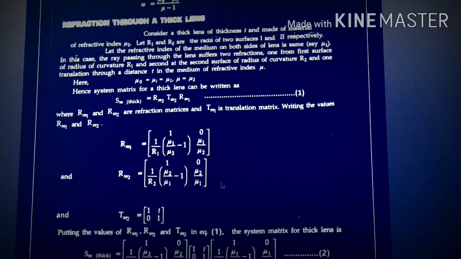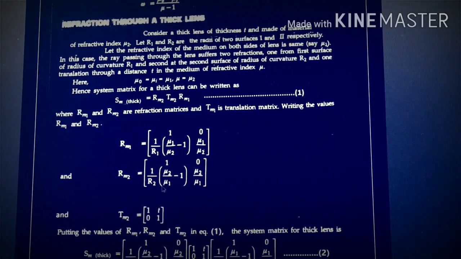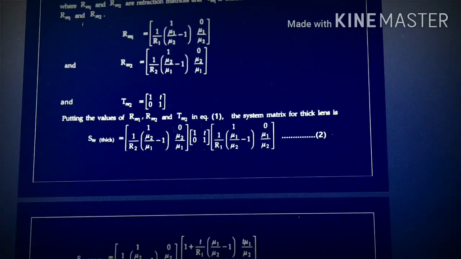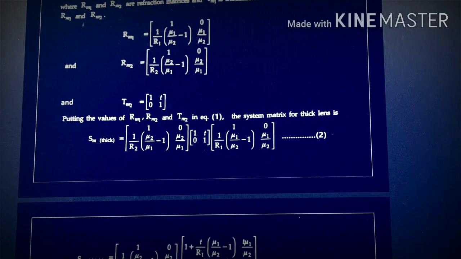These are the values of RM1, RM2 and also TM2. RM1 equals the matrix [1, 0; (1/R1)(mu 1/mu 2 minus 1), mu 1/mu 2]. RM2 also equals [1, 0; (1/R2)(mu 2/mu 1 minus 1), mu 2/mu 1]. TM2 also equals [1, t; 0, 1]. So putting the values of RM1, RM2, TM2 in equation 1, the system matrix SM thick for the thick lens equals, putting these values, three matrices.